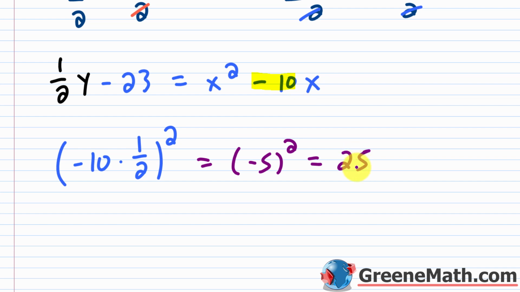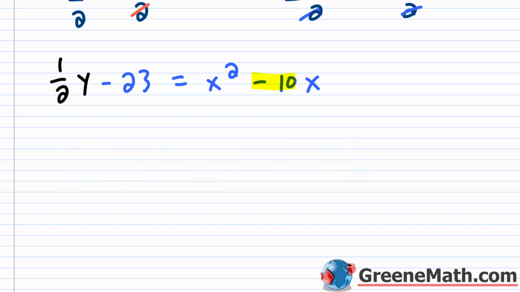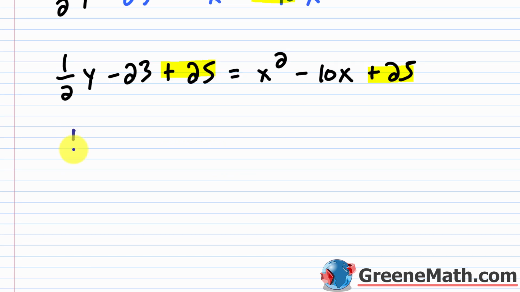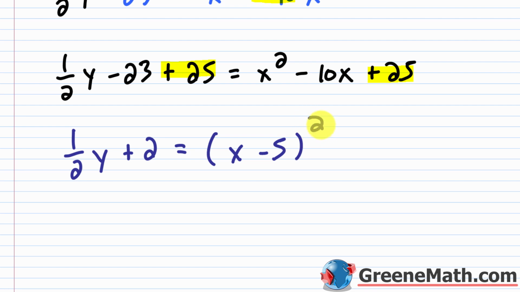So I'm going to add 25 to both sides of the equation, and that's going to give me 1/2 y minus 23, and then plus 25 is equal to x squared minus 10x plus 25. Okay, so I added 25 over here, so I've got to add 25 over here. And so now we have 1/2 y. -23 plus 25 is going to be 2. So plus 2 is equal to, over here, remember this is going to factor into the quantity x minus 5 squared. The -5 is coming from cutting this -10 in half. That's how you get that.